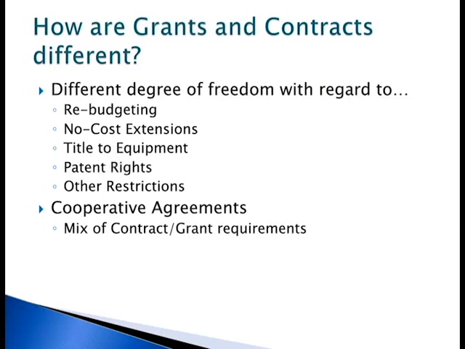There's a different degree of freedom between contracts and grants in terms of rebudgeting, no-cost extensions, title to equipment, patent rights, and other restrictions. Cooperative agreements, which are a mix of contract and grants requirements. As a general rule, anything that changes the terms of a contract must be in writing and must be added or subtracted from the contract in writing and must be agreed upon by authorizing officials on each side.